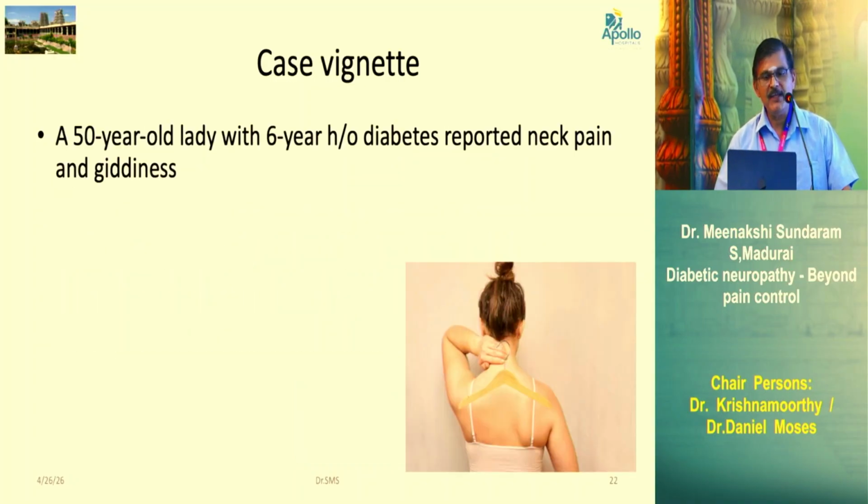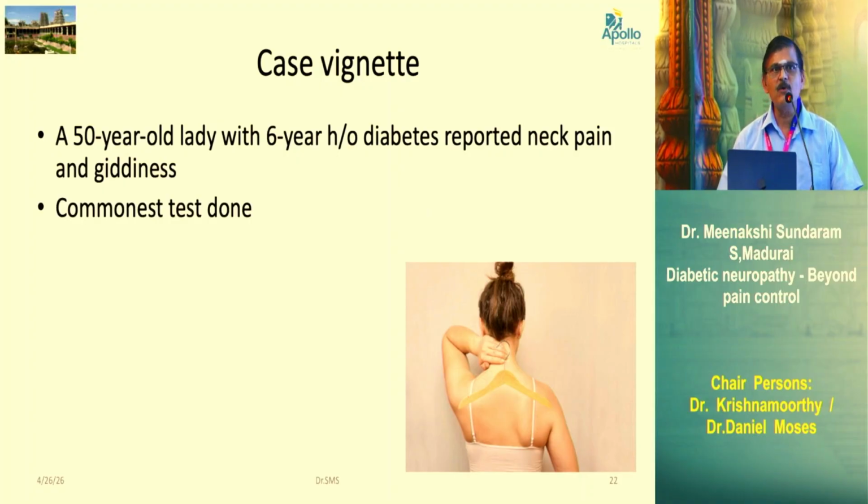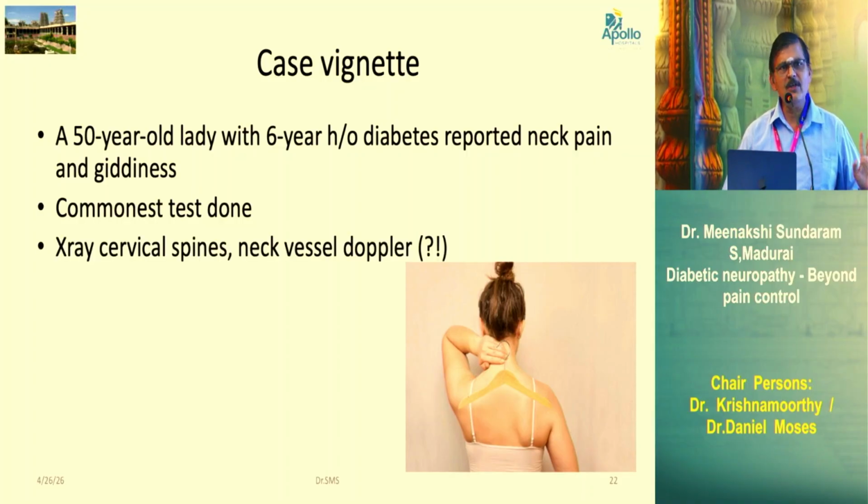So this is a 50-year-old lady with a 6-year history of diabetes. She came with neck pain and giddiness. So what is the common test that is done? When a person comes with neck pain and giddiness, in practice nowadays we have advanced to going to MRI. Any other test we do? Absolutely useless test. At least MRI is fine. What is that, sir? Doppler. Then? Cervical spine X-ray. Absolutely useless test.